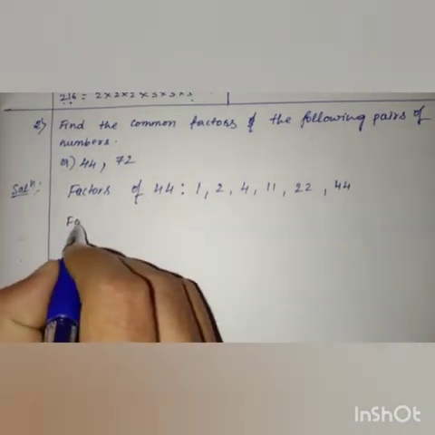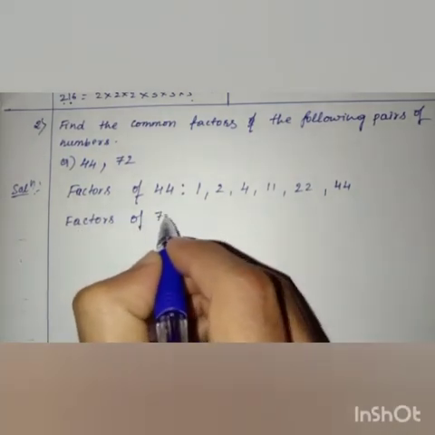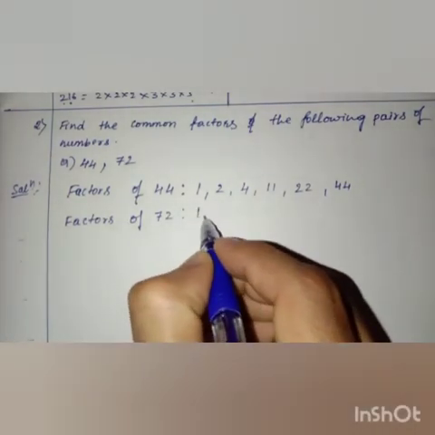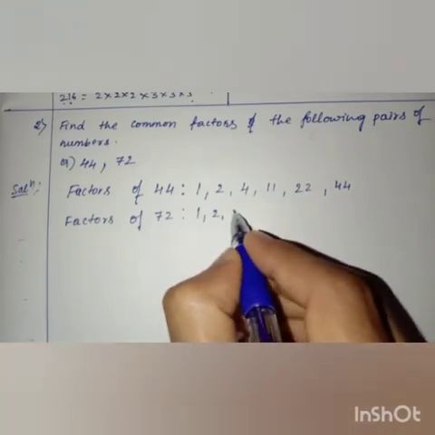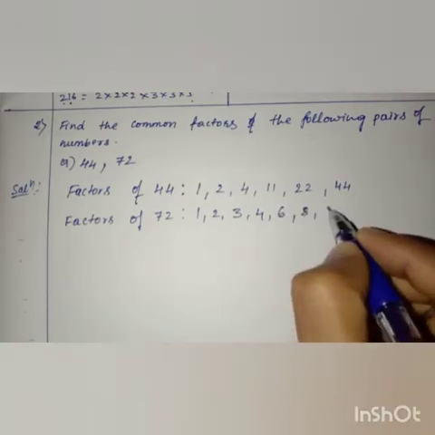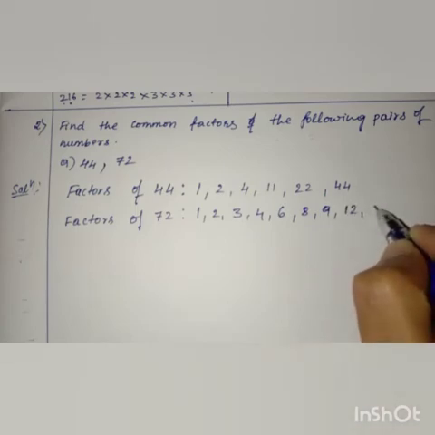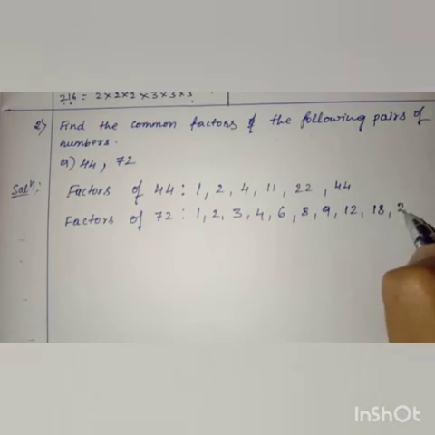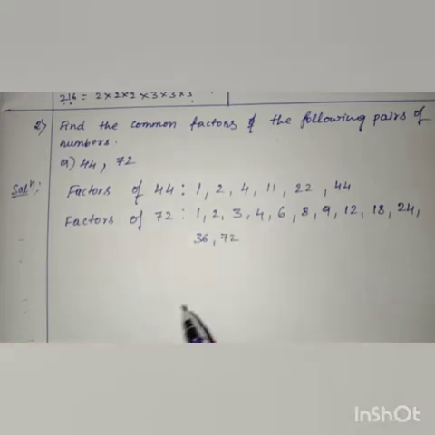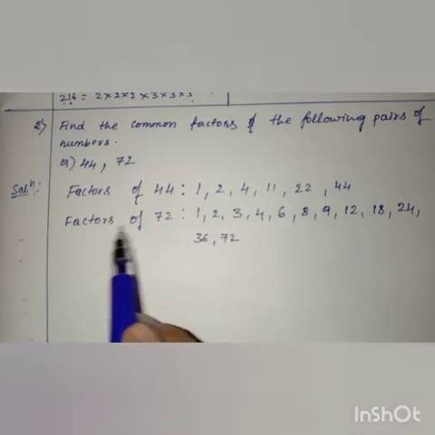Now let us write the factors of 72. Okay. So the factors of 72 are 1, 2, 3, 4, 6, 8, 9. Then by 12 it is divisible. Next 18, next 24. Then 36. And the last factor is 72. So these are the factors of 72.